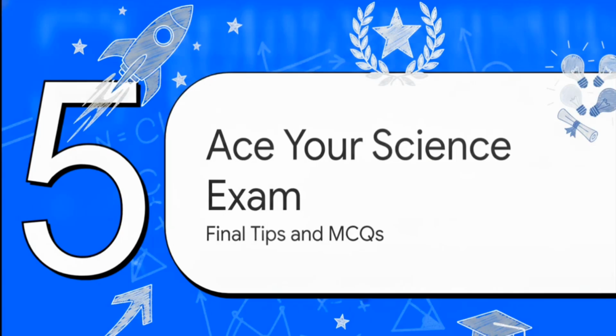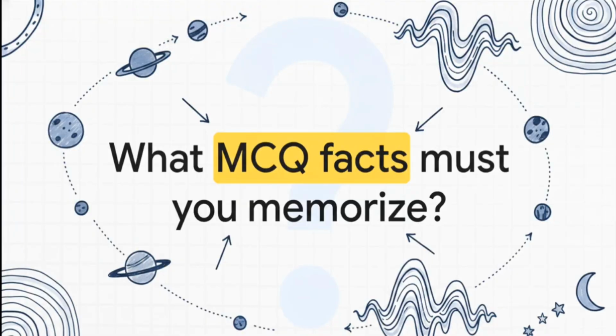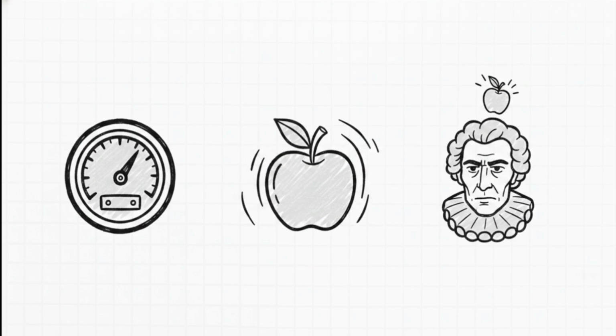All right, bringing it home with Section 5, Ace Your Science Exam. Time for some final tips and MCQs to give you that strategic edge. Let's lock in everything we've just learned. Based on your notes, what are the specific facts highlighted as totally critical for those tricky multiple choice questions? Here is your ultimate cheat sheet.